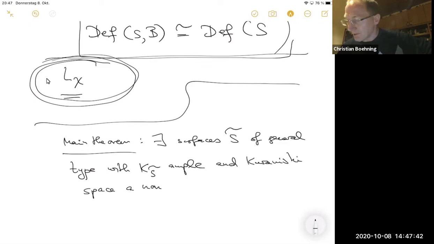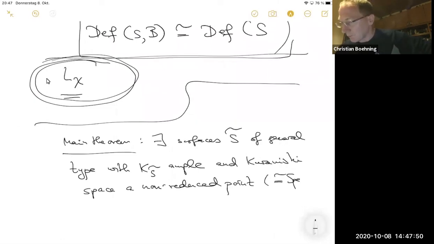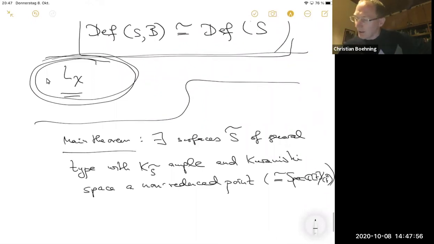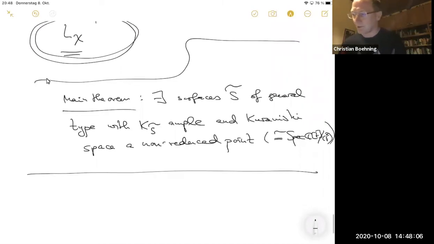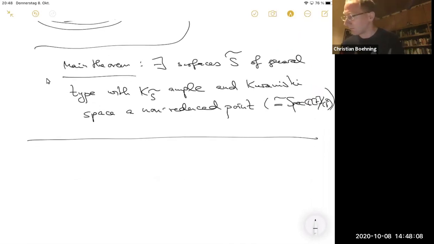And actually this double point, so a non-reduced point, is isomorphic to this, well, just the standard double point. Yes, and maybe let me also tell you what these surfaces are. So we found suitable building data, writing down all these different conditions, some of which I've not told you.